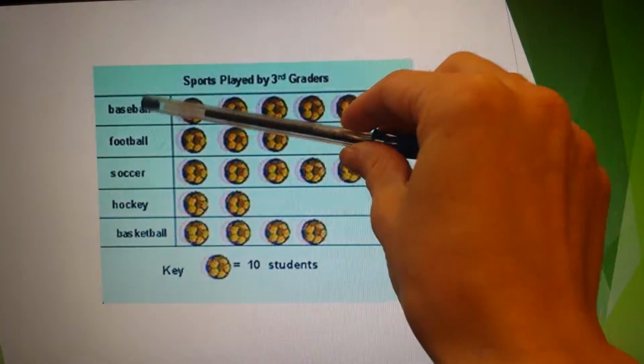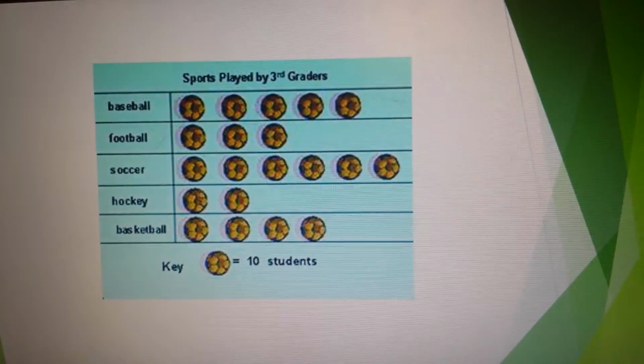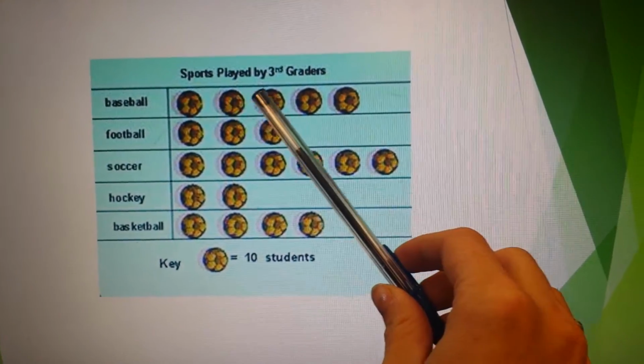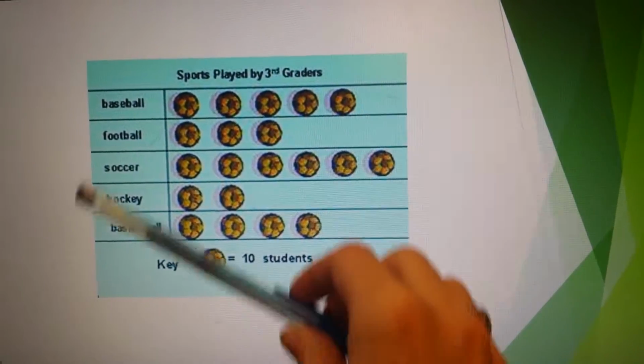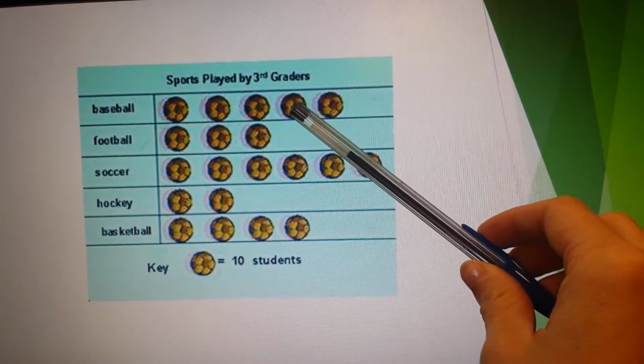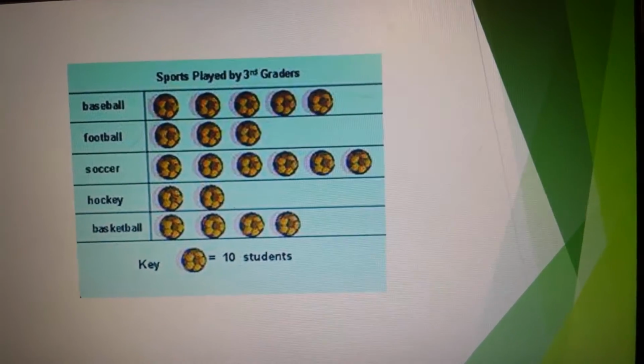So under each label or sport, we count each ball by 10 to get the total. So for example, baseball has 10, 20, 30, 40, 50 kids.